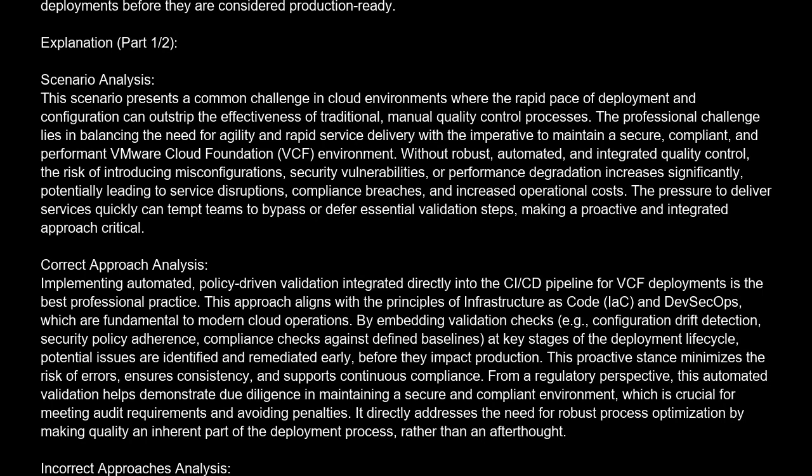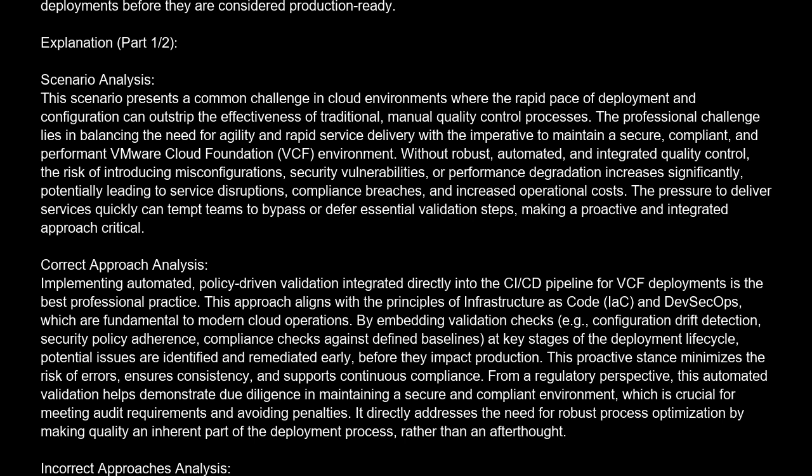The correct answer is C. Establish a dedicated, independent quality assurance team to perform comprehensive manual audits of all VCF deployments before they are considered production-ready. Explanation. Scenario analysis. This scenario presents a common challenge in cloud environments where the rapid pace of deployment and configuration can outstrip the effectiveness of traditional, manual quality control processes.